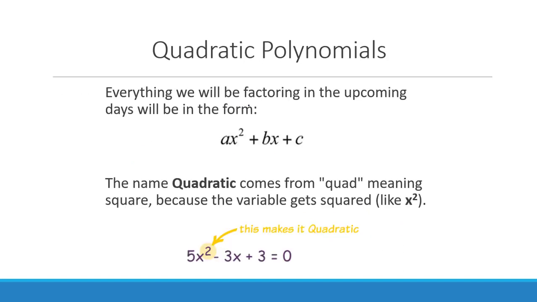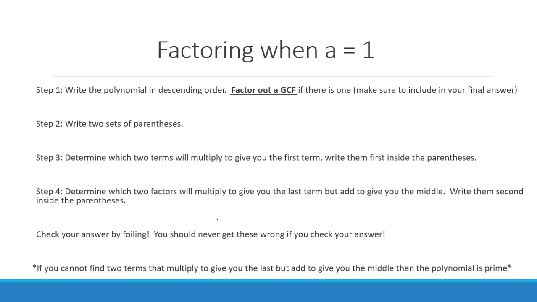All right, so everything we're going to be factoring now is going to be in the form of a quadratic. A quadratic comes from the word quad, meaning square, because the variable that starts off is an x squared. So the first type of factoring we're going to be doing is when you have a polynomial where it just starts out with x squared. There's no number out front, so this is what it means by a is equal to 1. You don't see anything written in front of x squared, there's just nothing there.